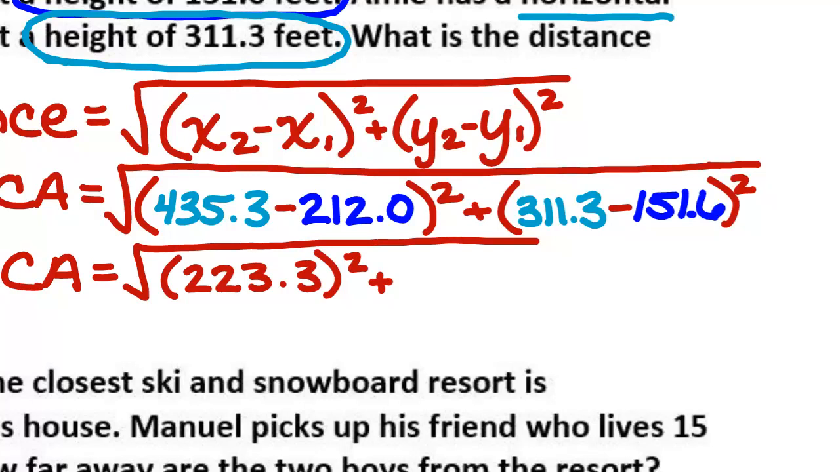Plus, now we got to do the same thing with the y's. What is 311.3 minus 151.6?